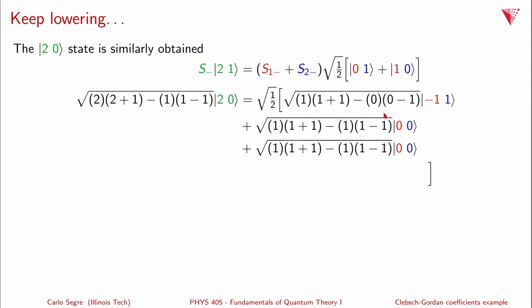We get a third term when we apply S2 minus to this, and we get a 0, 0 product function with the coefficient 1 times 1 plus 1 minus 1 times 1 minus 1. And then finally we get a fourth term, where we apply S2 minus to this term, and we're going to get a product state 1 and minus 1 for m1 and m2, and then 1 times 1 plus 1 minus 0 times 0 minus 1.